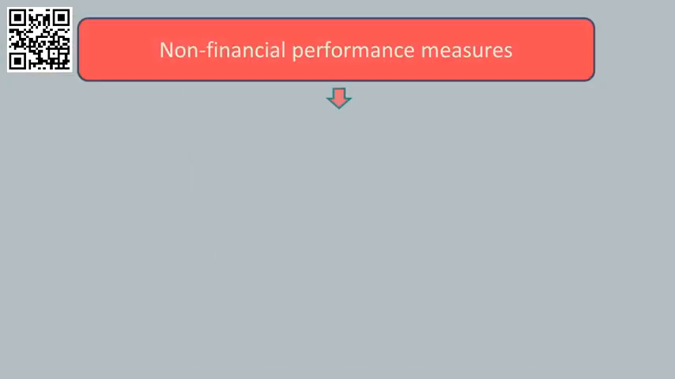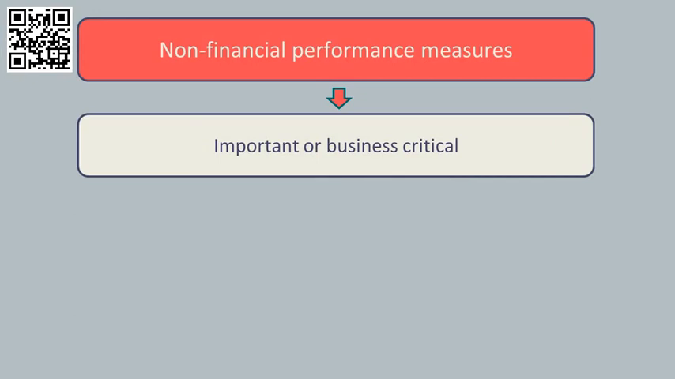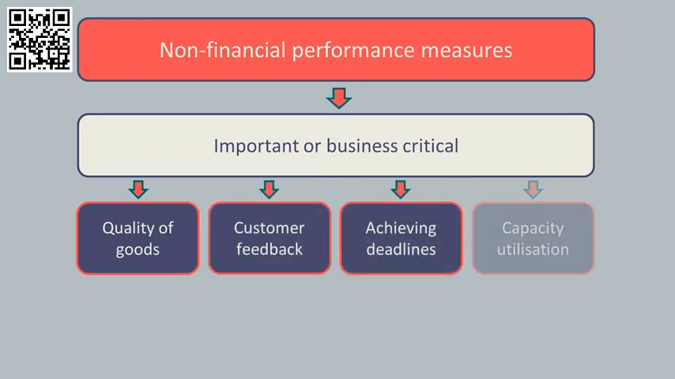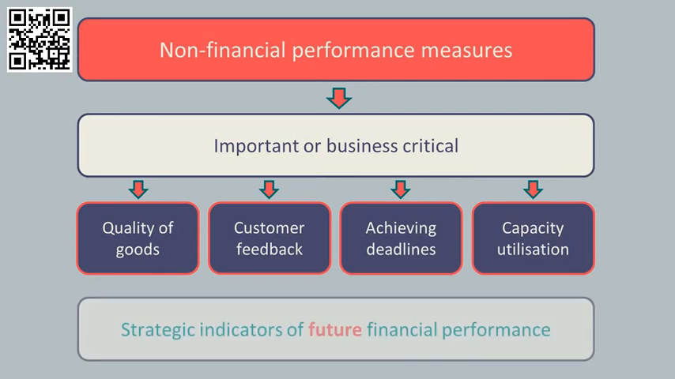Non-financial measures can relate to whatever is important or critical for an organisation. This will vary from one organisation to another, but could include measures around the quality of the goods or service provided, customer feedback, achieving deadlines, or maybe capacity utilisation for a manufacturing company. Whilst financial indicators tend to be historic in nature, e.g. backwards looking for a time period that has already elapsed, non-financial indicators are often a good indicator of the future financial performance. Strong financial performance is not achievable in the long term unless non-financial performance is strong to sustain the business moving forward.